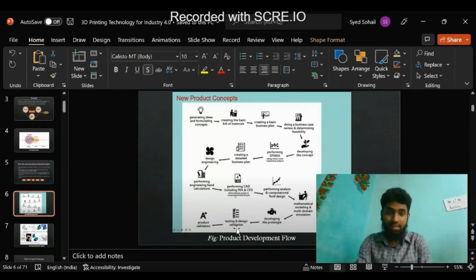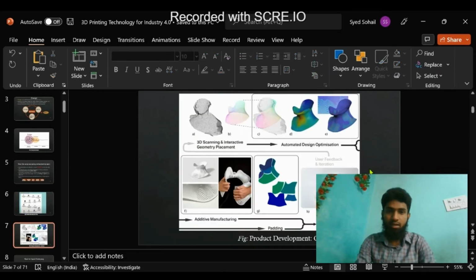Prototype development, testing and design validation, and then the product validation. That's how product development flows in general for new products. So to avoid bottlenecks in every step here, you have to have a faster prototyping process, and that's where 3D printing helps us. So how this product development of an orthosis, for example, just to give you an idea of what product development looks like for any particular product.